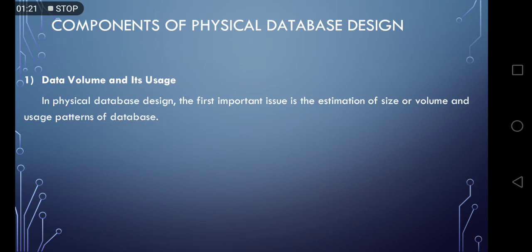Components of physical database design. First component of physical database design is data volume and its usage. In physical database design, the first important issue is the estimation of size or volume and usage pattern of database. Estimation of database size is used to select physical storage devices. It is also used to estimate the cost of storage. The estimation of usage patterns is used to select the file organization and access methods. It is also used to plan for the use of indexes and to plan a strategy for data distribution.